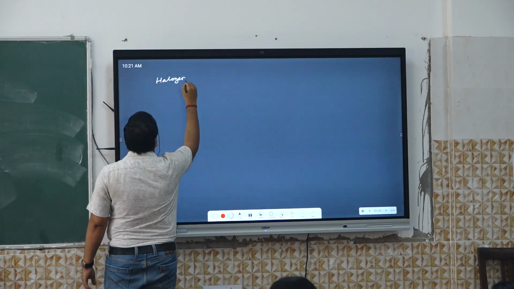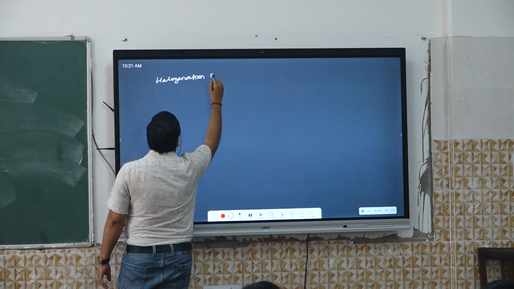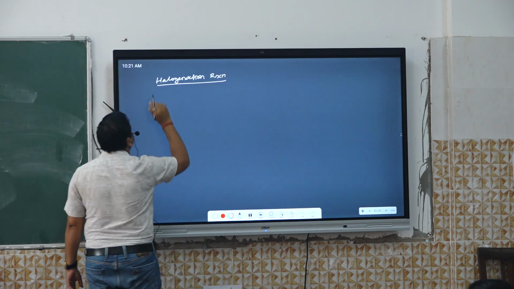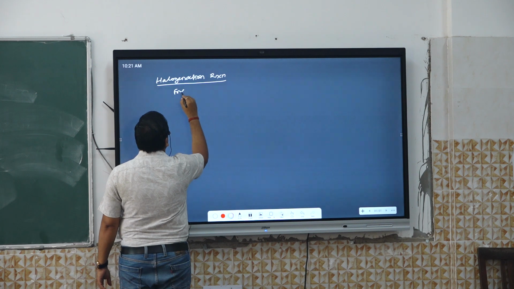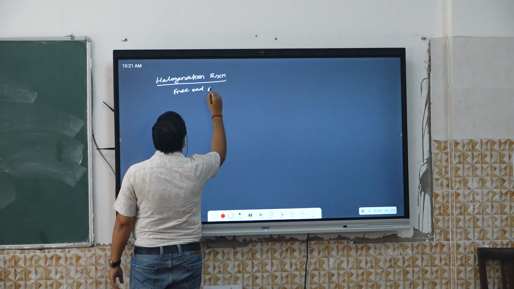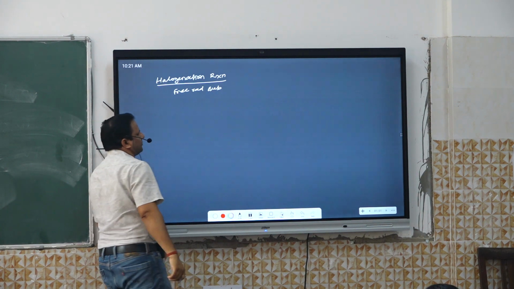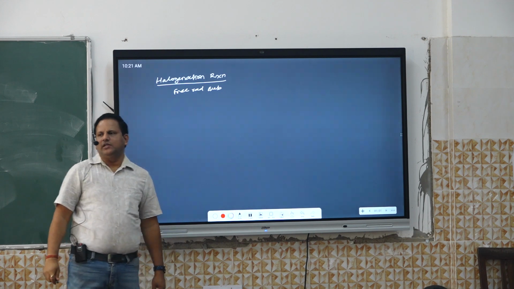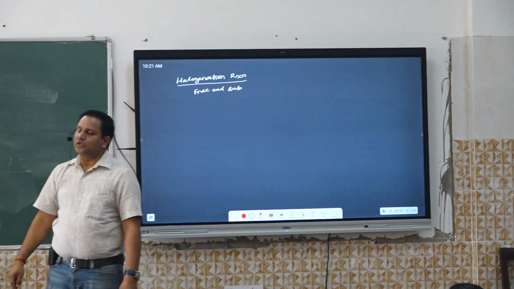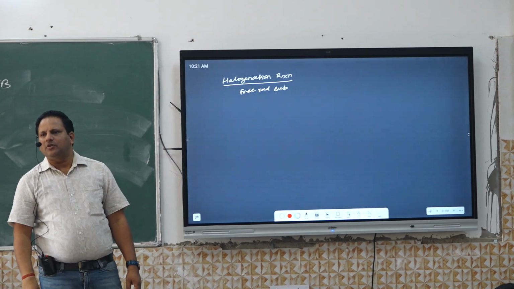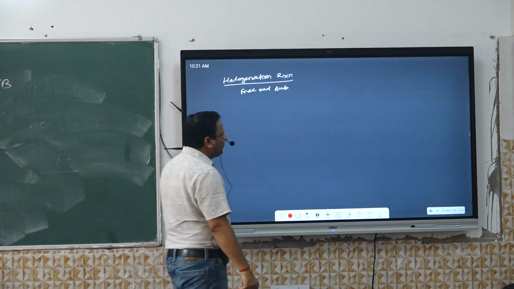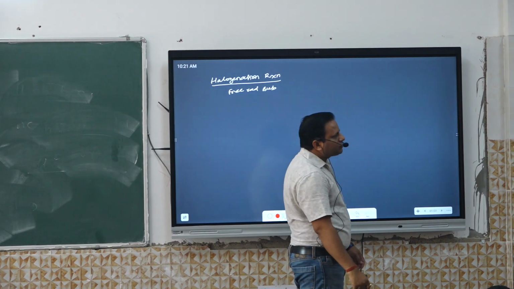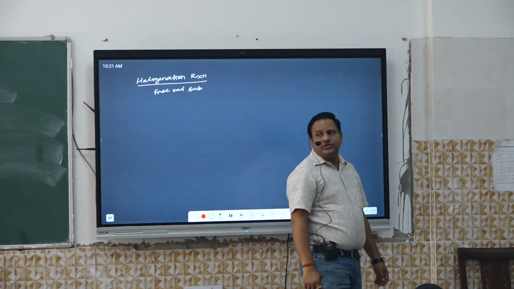Halogenation reaction. It is the example of free radical substitution reaction. It is the example of free radical substitution reaction. You will also study it in the haloalkane chapter in class 12. Any free radical reaction, not only substitution, it can be even addition reaction.